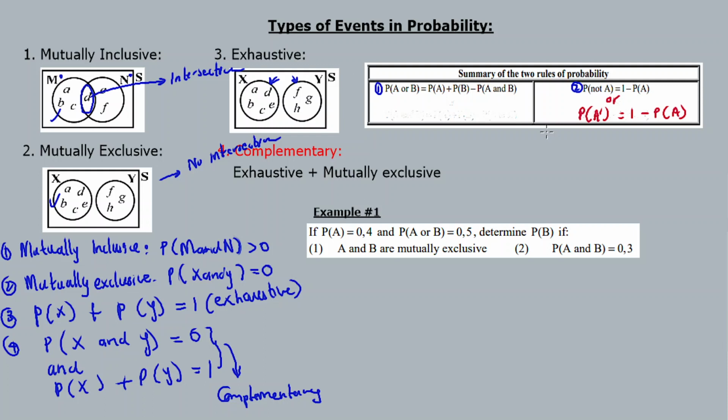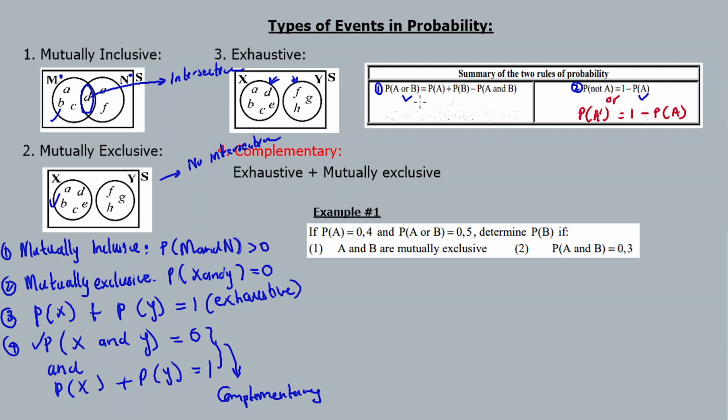So the probability of A is 0.4. The probability of A or B is 0.5. I'm showing you these are given values. So I'm given these two, and I need to determine the probability of B if A and B are mutually exclusive. For mutually exclusive events, the probability of A and B is equal to 0.